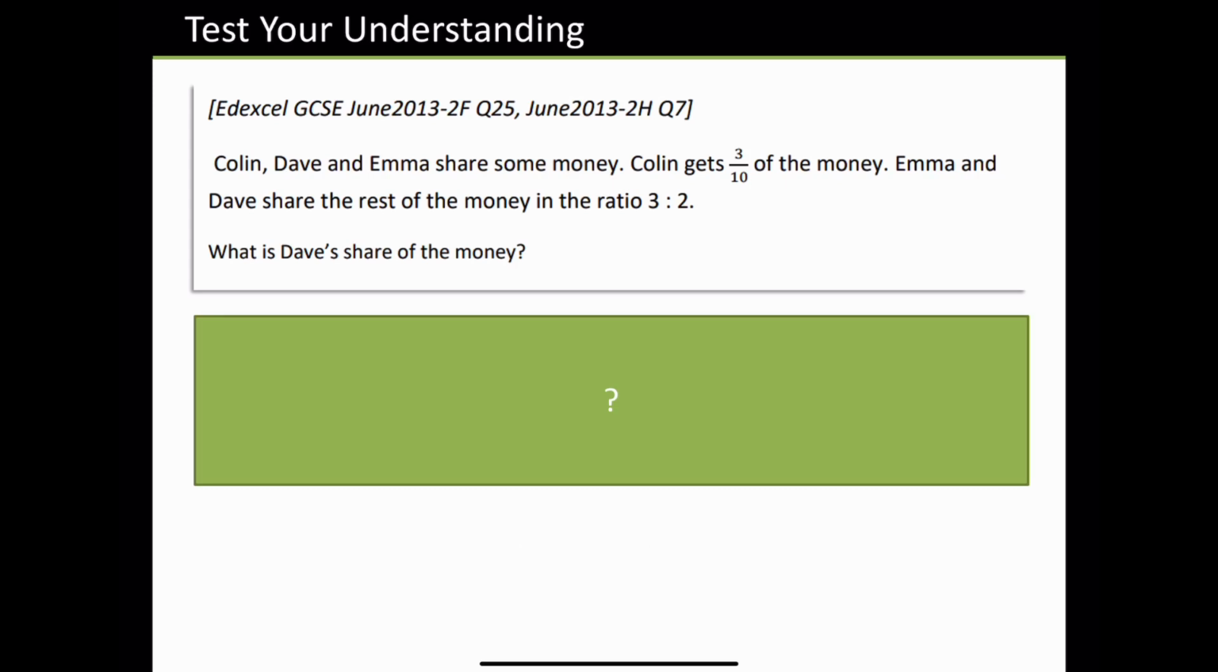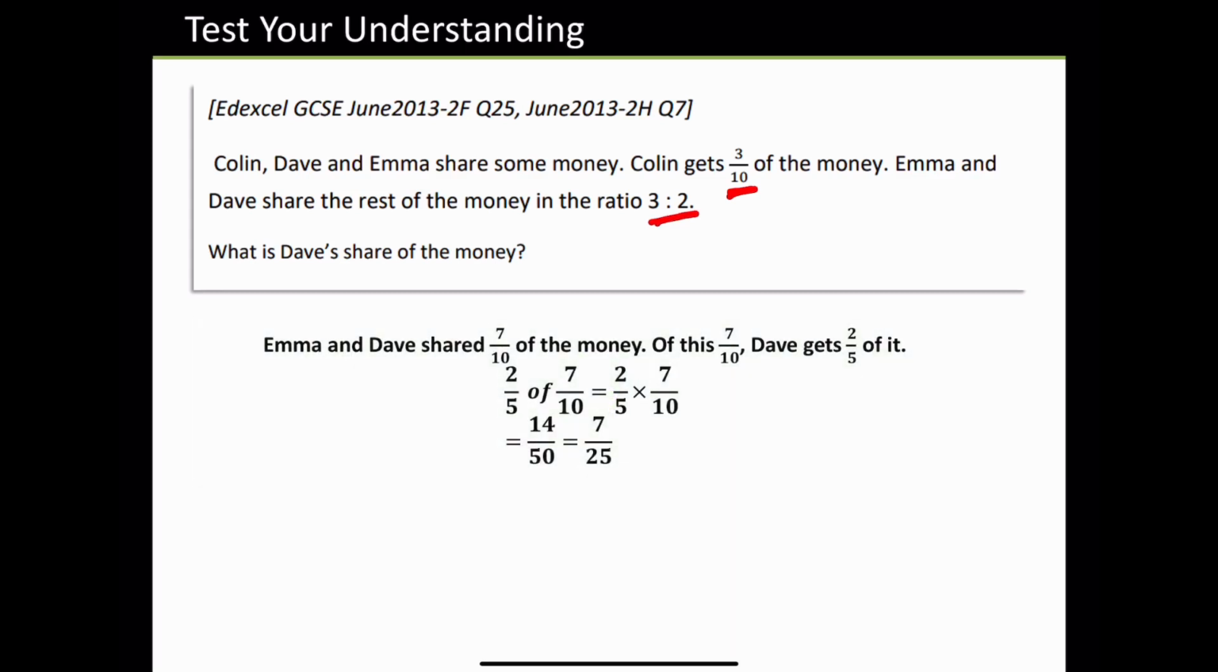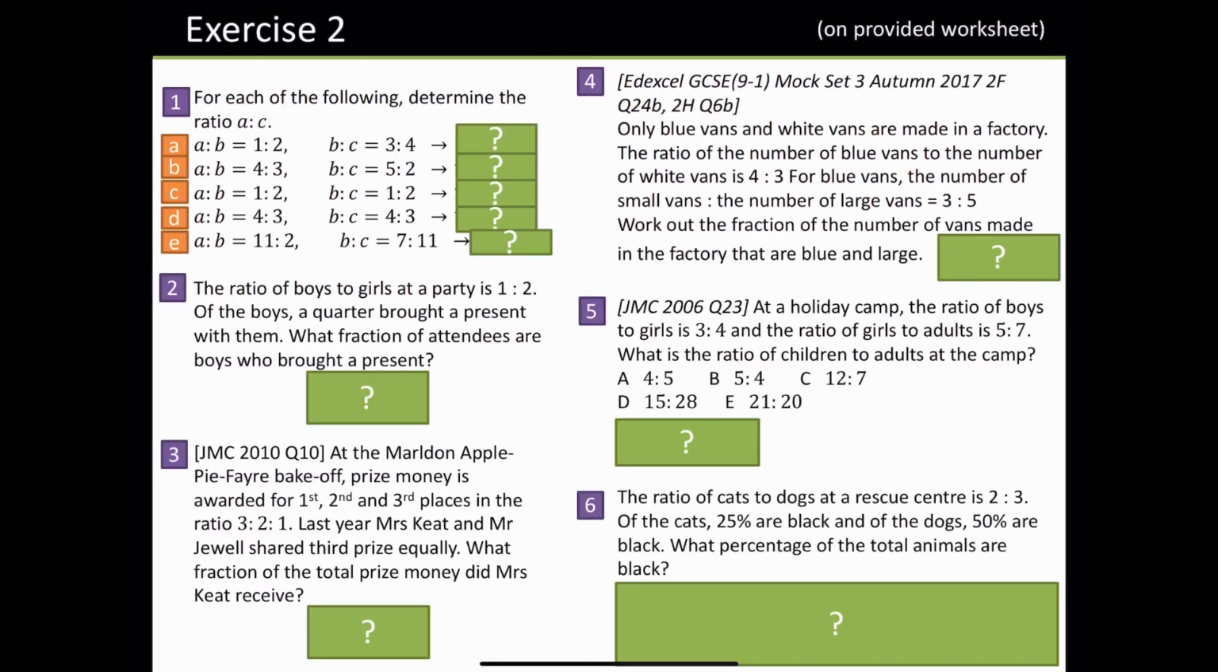Again, the key is the information we need to identify. Colin gets 3/10 of the money, and then Emma and Dave share the rest of the money in the ratio 3 to 2. What share of the money does Dave get? The way of thinking about this question is again turning it into fractions. Let's look at the working out. Emma and Dave share 7/10 of the money. Of this 7/10, Dave gets 2/5 of it. So you're looking for 2/5 of 7/10, which gives you 7 out of 25.